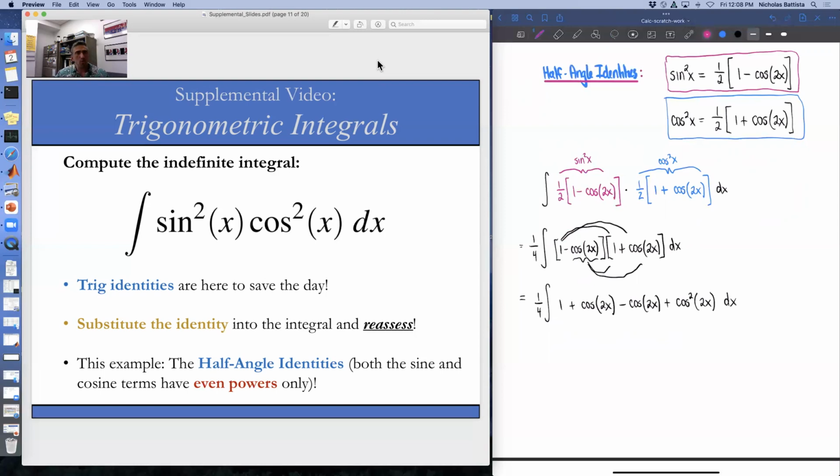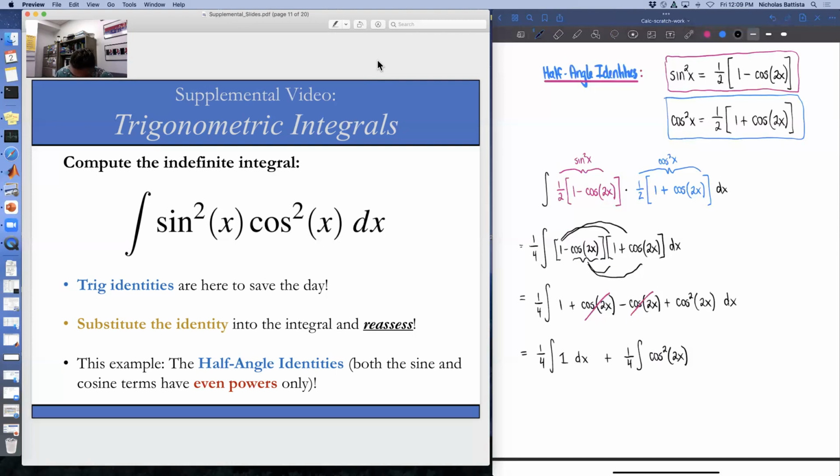Now, inside of this integral, again, we're reassessing to see what things we can just integrate in a straightforward manner, and what things we need to do a little more work on. Well, some simplification occurs here. We're able to cancel out both of those cosine of 2x terms because they have different signs. So the integral we're looking at now is 1/4 times the integral of 1. And since we are adding or subtracting things, we can split into two integrals. So plus 1/4 times the integral of that cosine squared of 2x term.